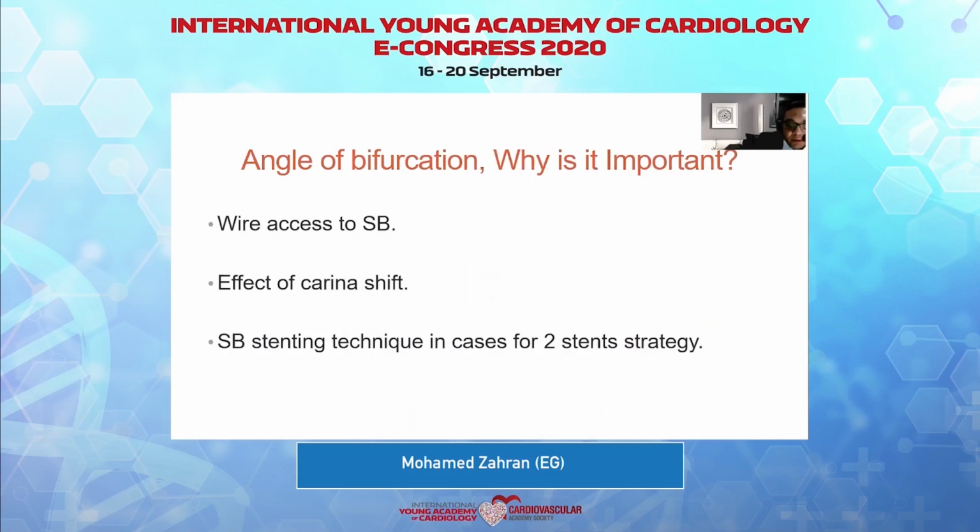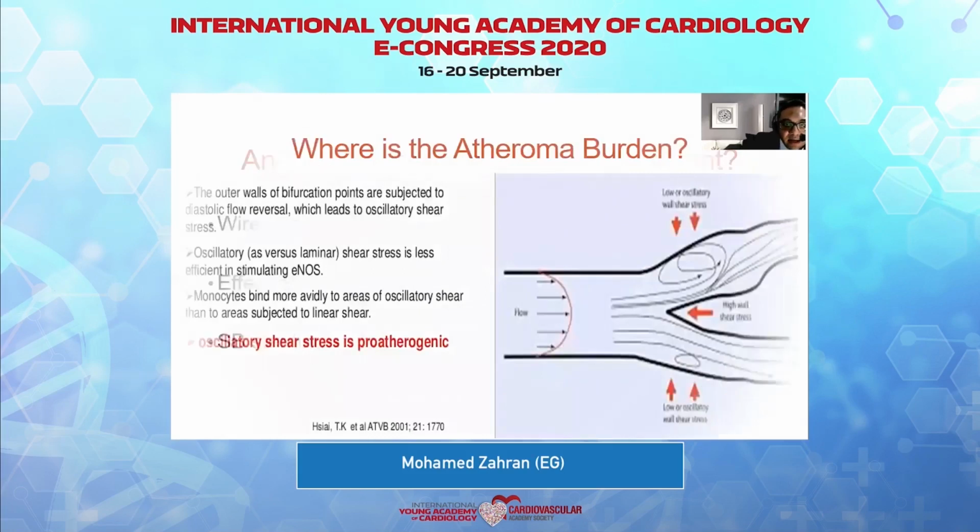So this is important because it helps you for wiring the side branch, and it helps you to understand the effect of what's known as the carina shift, and it helps you to choose the appropriate technique in case of two-stent strategy. The next thing is explaining what is the meaning of the carina.